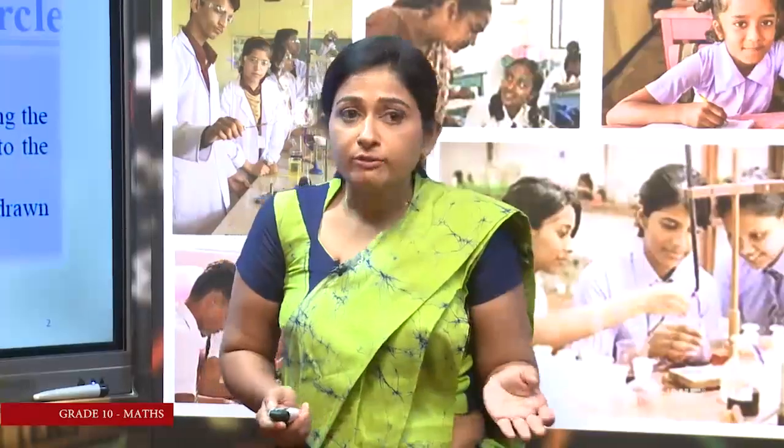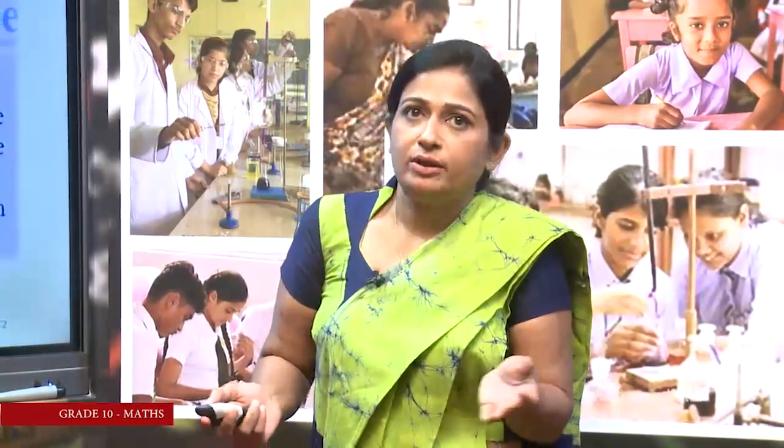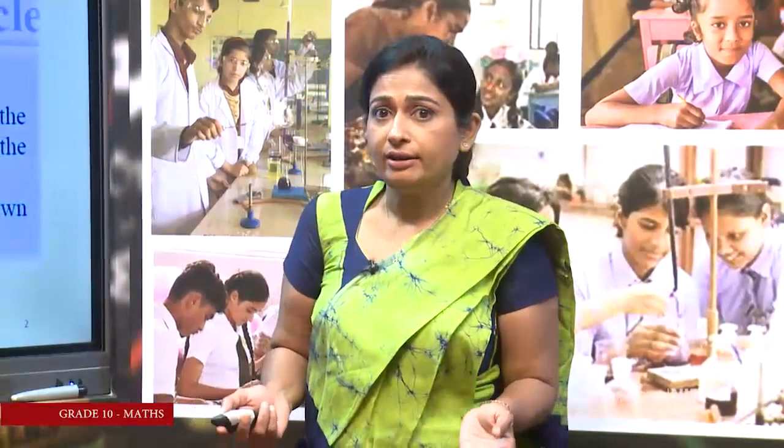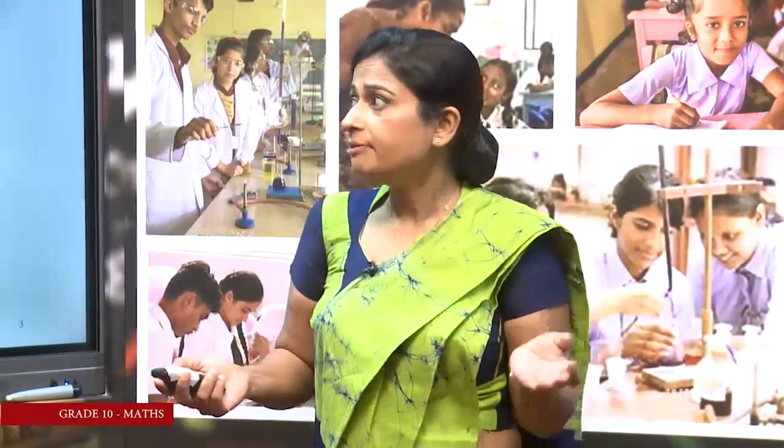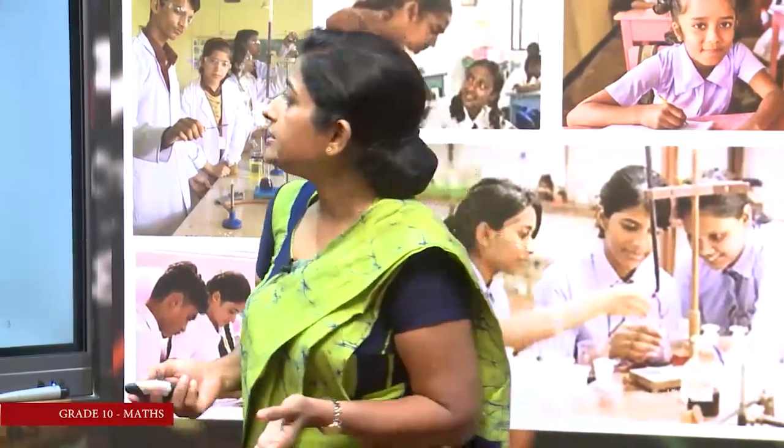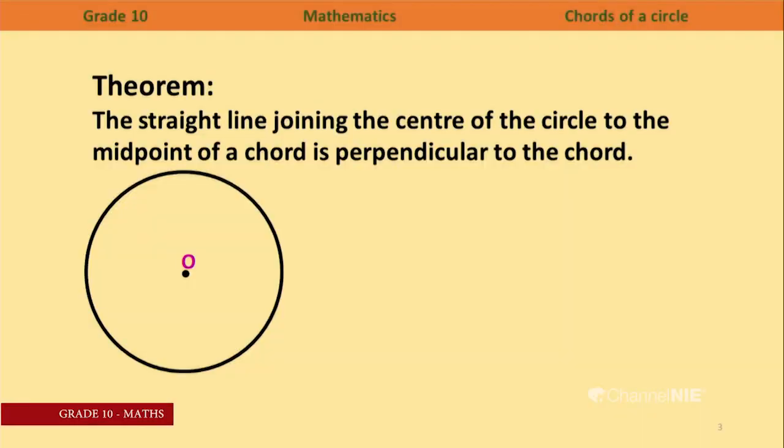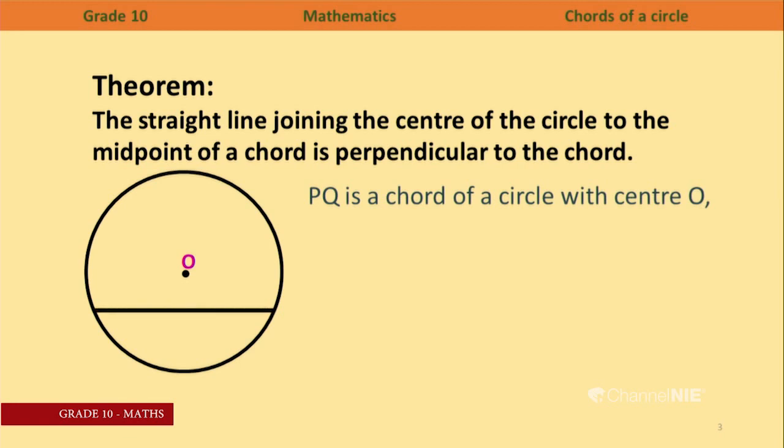To revise your knowledge from the previous part, here is the theorem we learned: the straight line joining the center of the circle to the midpoint of a chord is perpendicular to the chord. I will explain using the diagram. Here you can see PQ is a chord of the circle with center O, and we can name the midpoint of the chord as R.